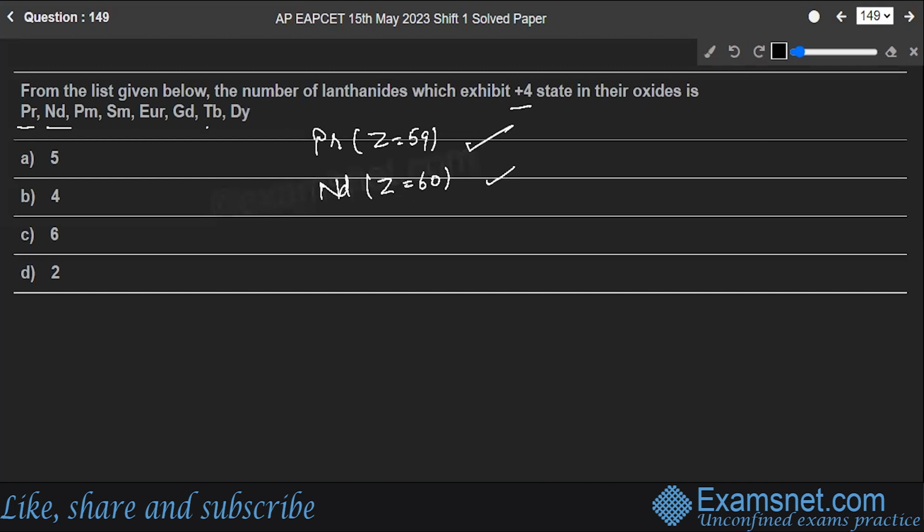Then you have terbium and dysprosium. These two also exhibit it. This one has the atomic number of 65, and this one has atomic number 66. So all of these show +4 state in their oxides. That makes option B the correct answer.